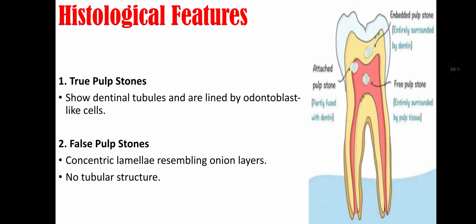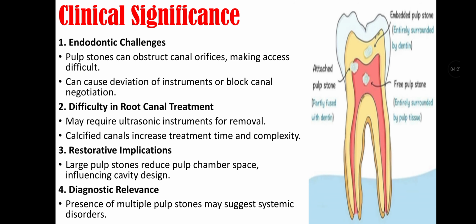Histological features of the pulp stone. First, there are true pulp stones that show dentinal tubules lined by odontoblast-like cells. Then there are false pulp stones. They have concentric lamella resembling onion layers, and there is no tubular structure present there.